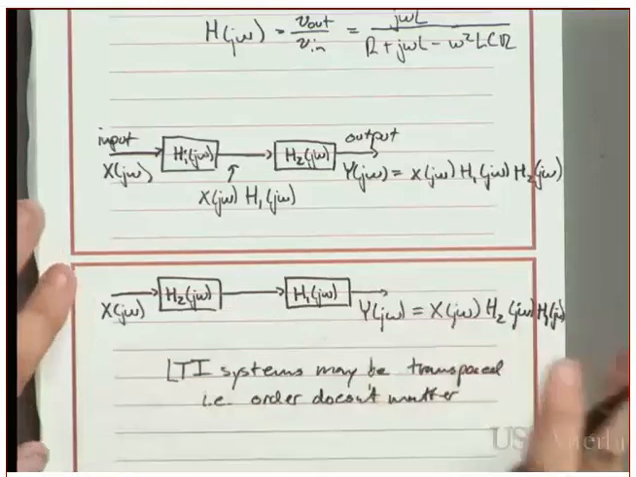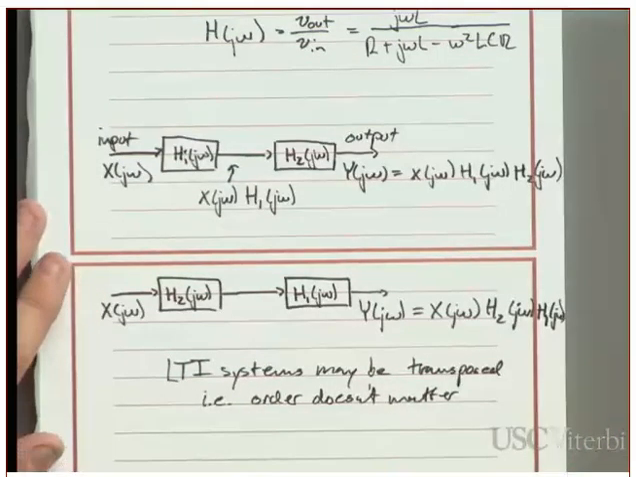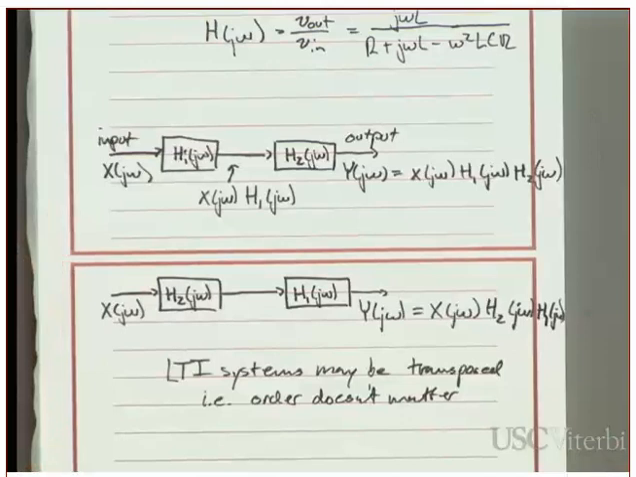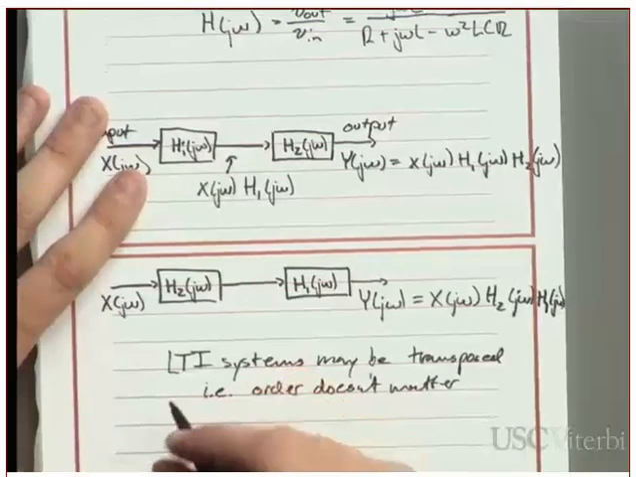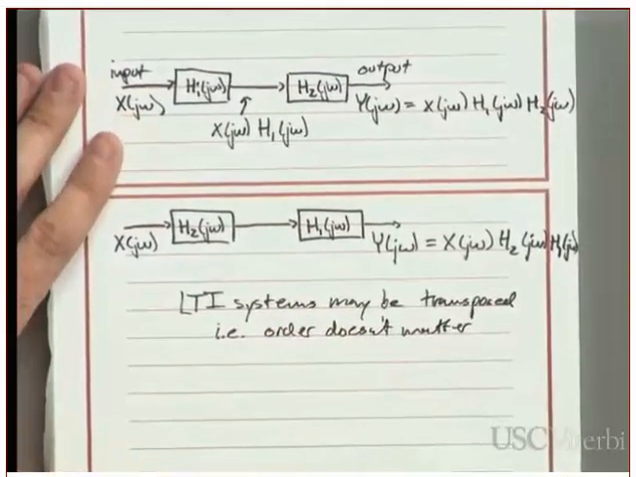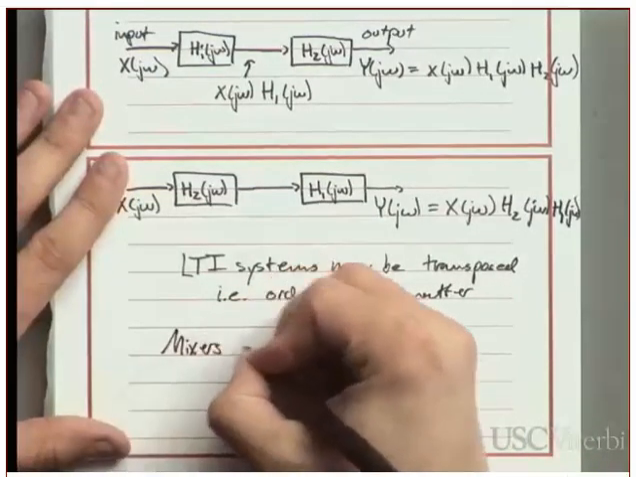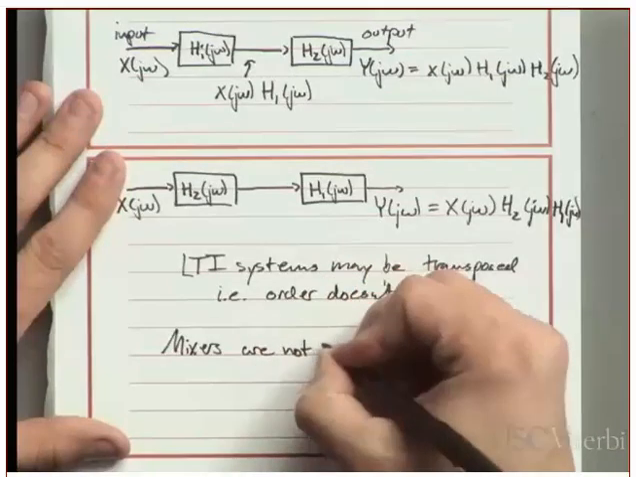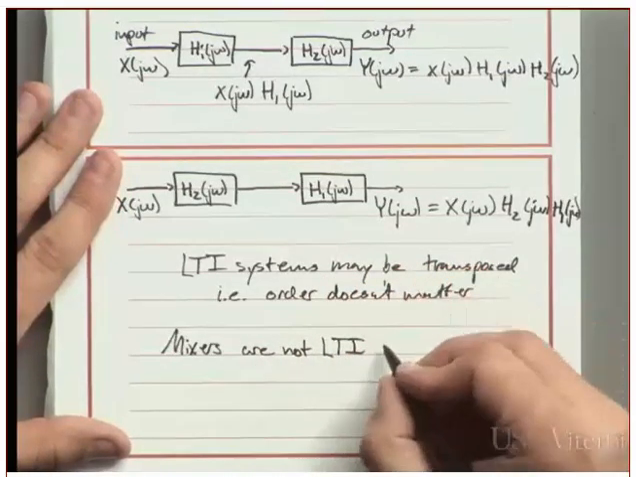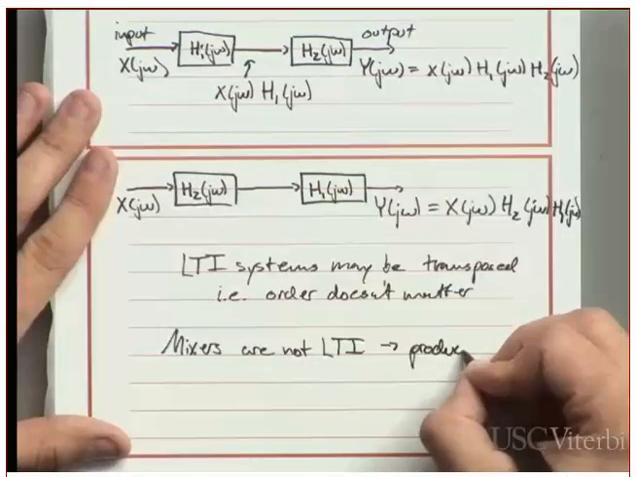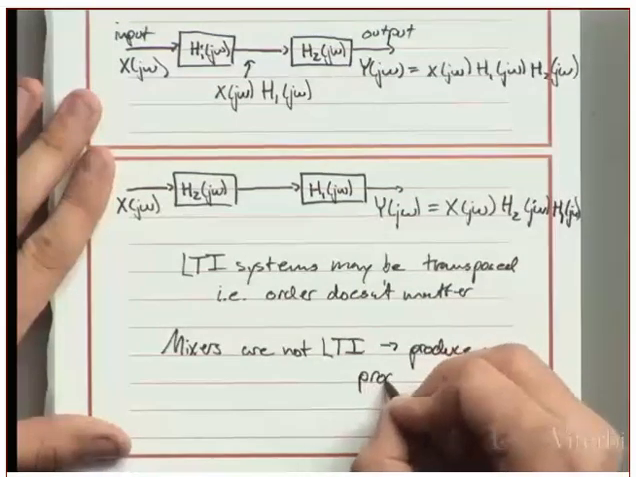this kind of goes out the window, right? Because the mixer is not an LTI system. It's multiplicative in the signal amplitudes, basically. So it multiplies the two signal amplitudes together, and the thing that it does to the signal is not representable by an LTI system. They produce a product of two signals.